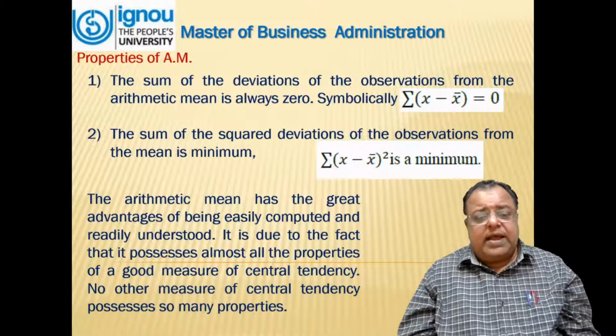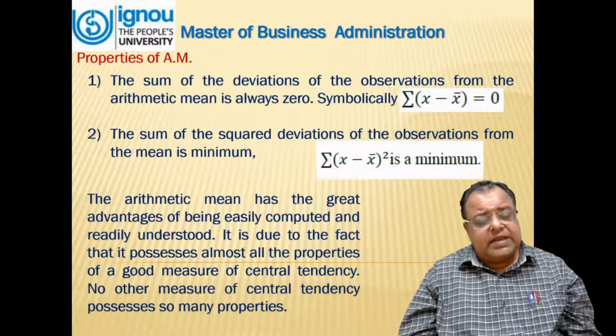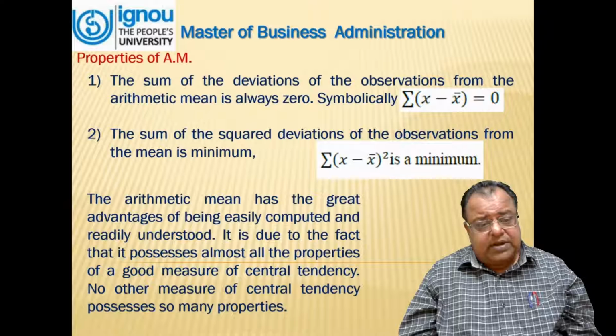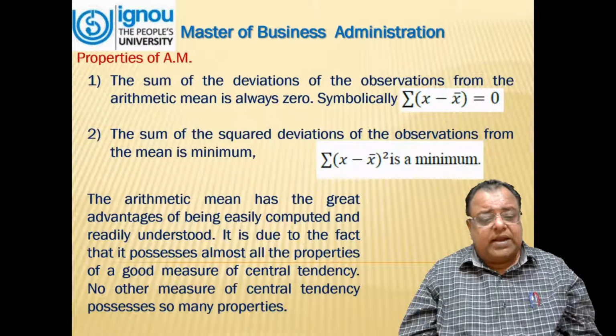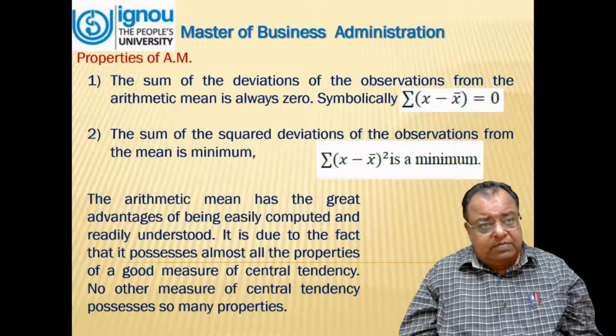The arithmetic mean has the great advantage of being easily computed and readily understood. It is due to the fact that it possesses almost all properties of a good measure of central tendency. No other measure of central tendency possesses so many properties.